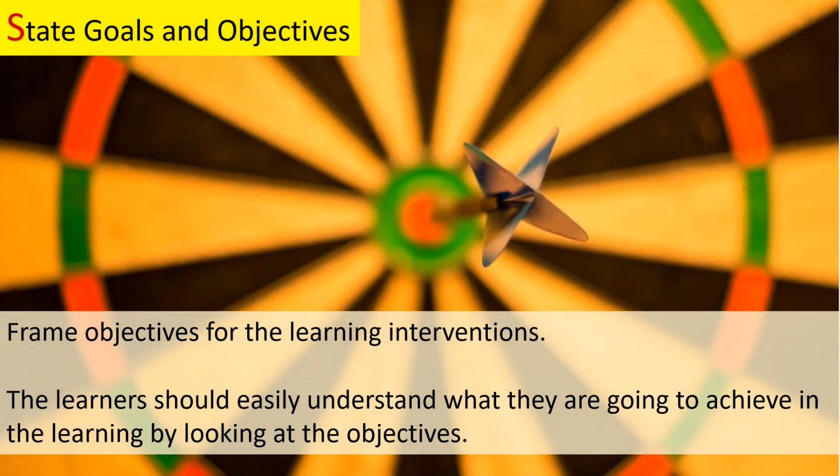The second step, State Goals and Objectives, talks about the framing of objectives for the learning interventions. The objectives should be SMART and there should not be any ambiguity. The learners should easily understand what they are going to achieve in the learning by looking at the objectives.